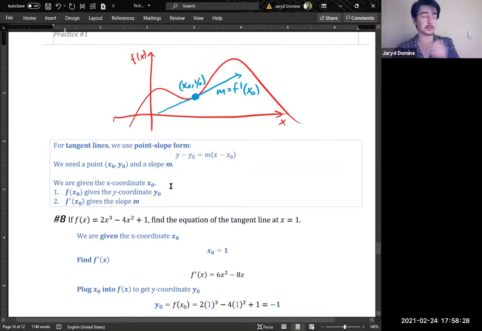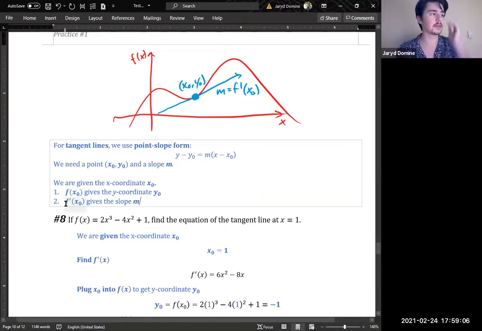For this problem, it's real simple. They give you the x coordinate to start with. So let's look at number 8. If f of x equals 2x cubed minus 4x squared plus 1, find the equation of the tangent line at x equals 1. So what they do is they give you the x coordinate. Okay, and pretty common sense stuff from here out. In order to find the y coordinate, you just take f of x naught. So you plug in your x coordinate into f, and it will give you your y coordinate.